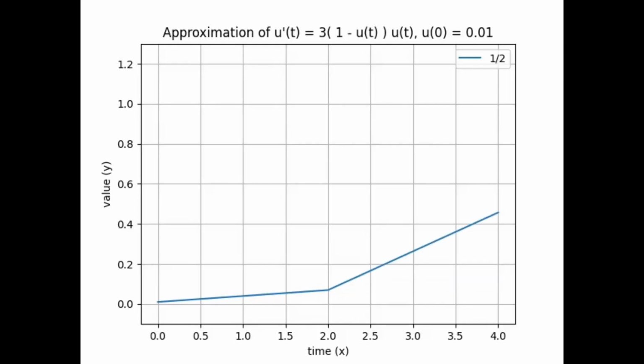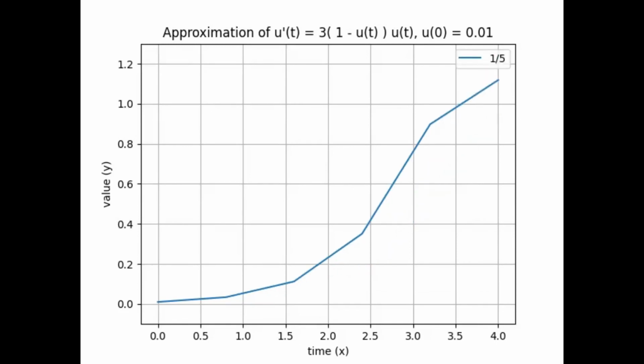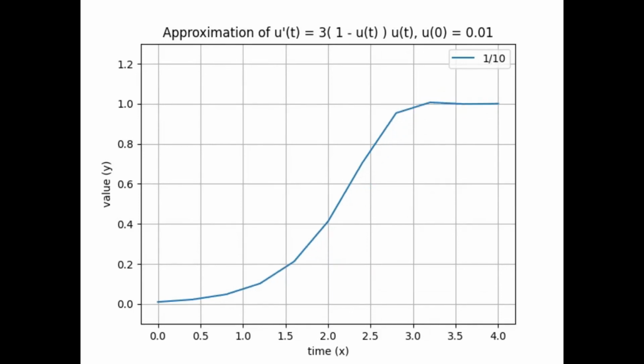Now, to finish this presentation, I would like to show you a small movie, namely, we have lots of approximations of the logistic differential equation for different step sizes using the Euler method. So let's suppose we have the logistic differential equation u prime of t equal 3 times 1 minus u of t times u of t, with initial condition u at 0 is equal 0.01.